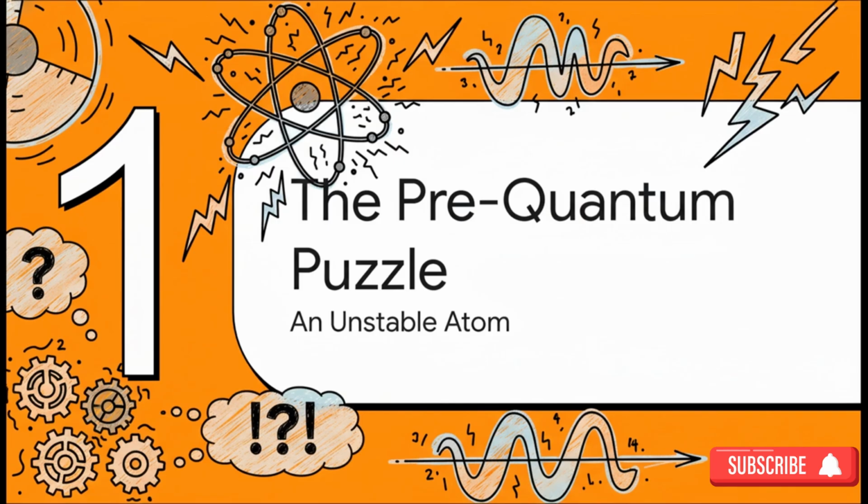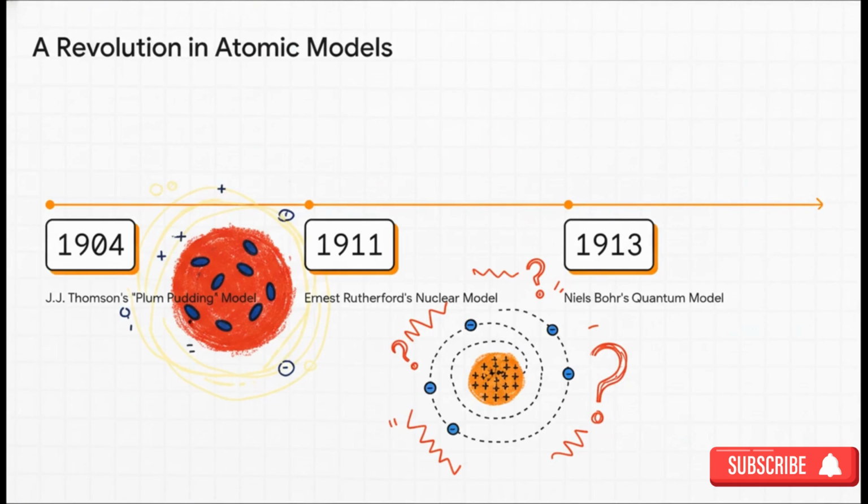To really get why Bohr's model was such a big deal, you have to understand the mess that physics was in at the time. There was this picture of an unstable atom, and honestly, it was a total crisis. The existing theories just couldn't explain what scientists were actually seeing. And things were moving fast. I mean, just look at this timeline.